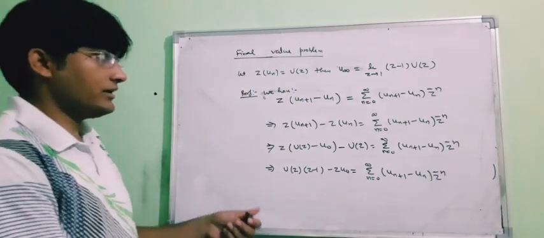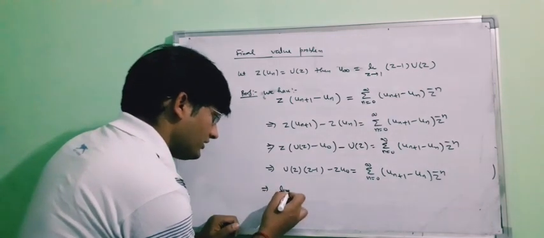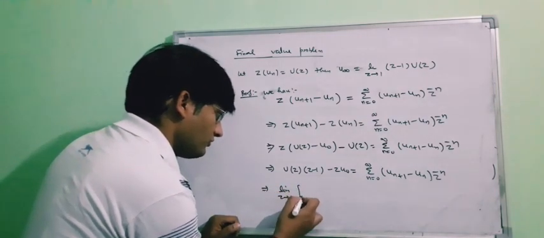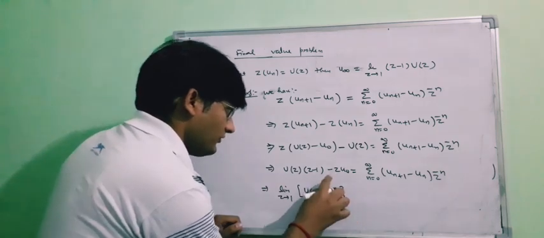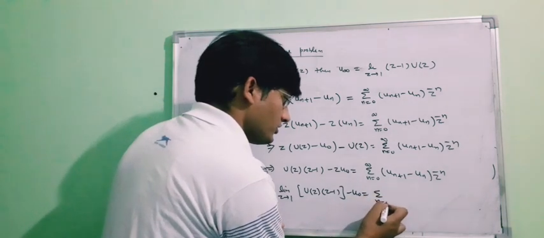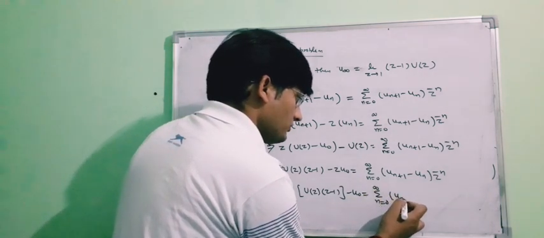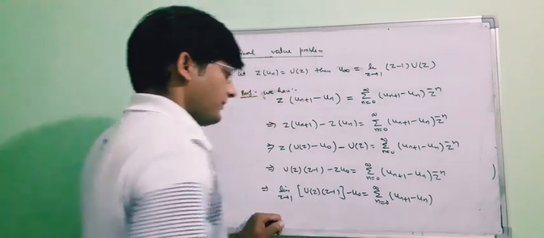Now let us take the limit Z tends to 1. So if you take the limit Z tends to 1, then we have (Z minus 1) UZ minus U naught. Now if Z is 1, then this will be your U naught, and in the right hand side we will have the sum over n equal to 0 to infinity, U(n+1) minus U(n). As Z is 1, so this will be your 1.